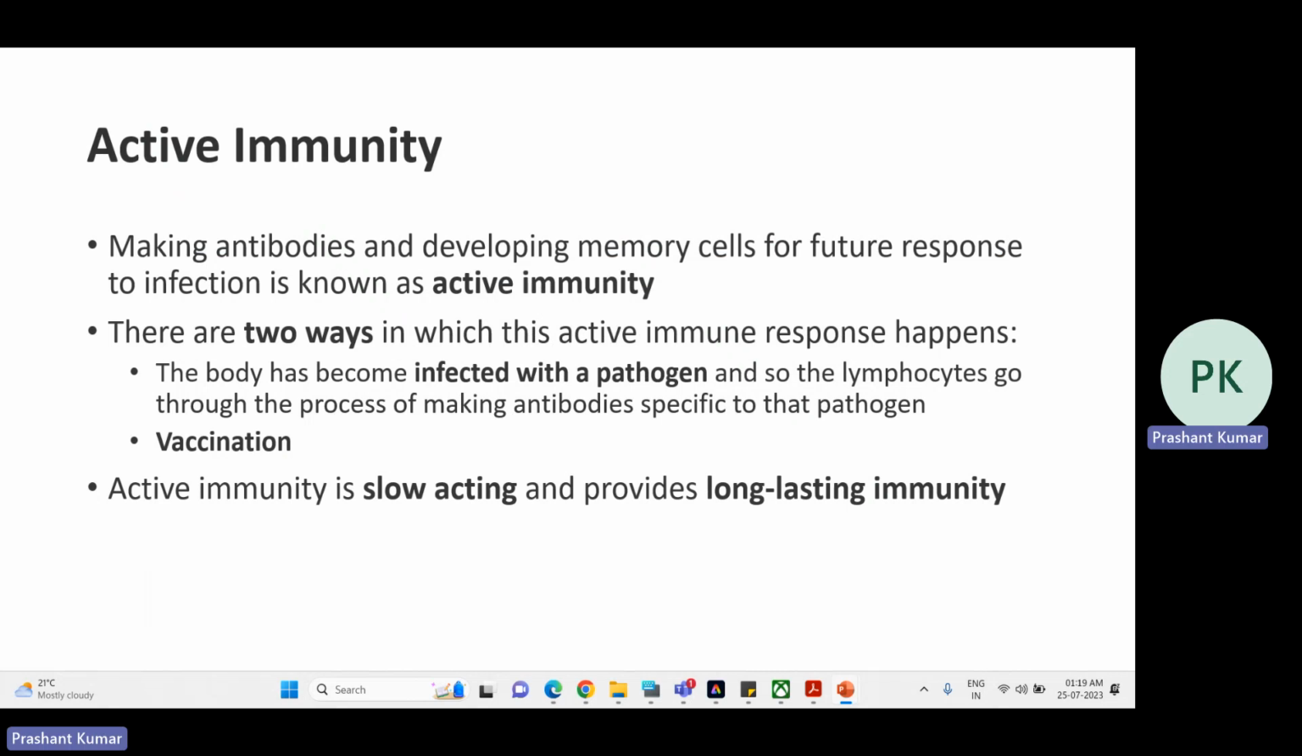Active immunity: making antibodies and developing memory cells for future response. That's called active immunity. When we say active, it means something is active inside the body. So when we encounter any disease, your lymphocytes produce antibodies, and then the antibodies also form memory cells. These memory cells have a memory of how they handled the previous bacteria. So once again, if the same bacteria is encountered, they have a history of how to destroy it. So they provide long-lasting immunity, right?